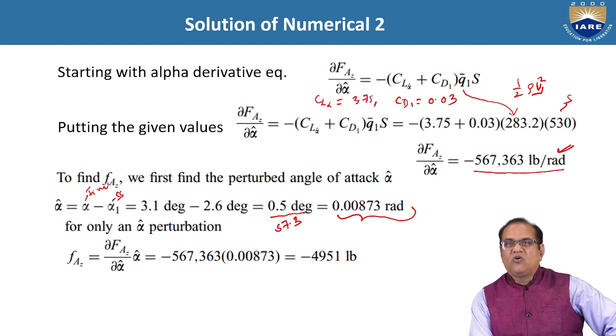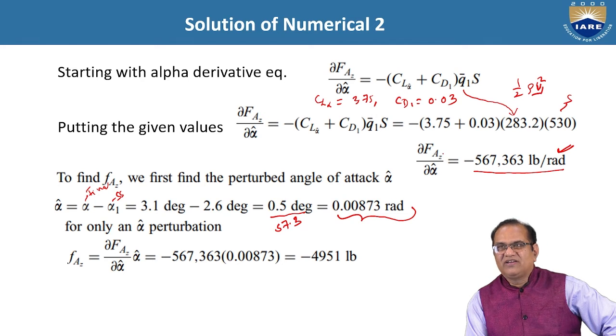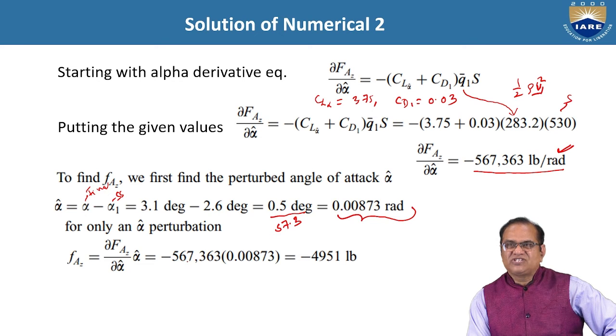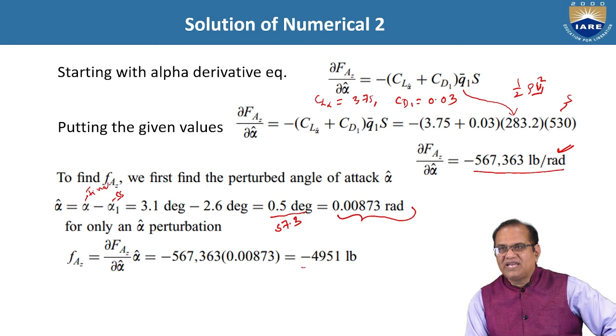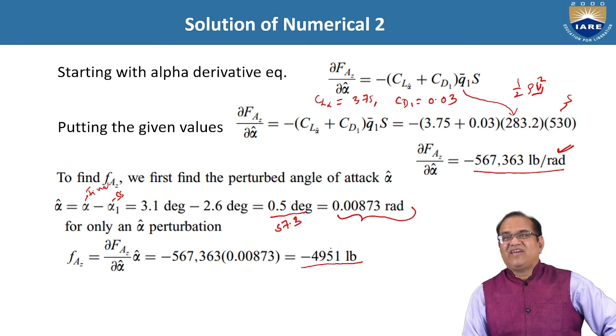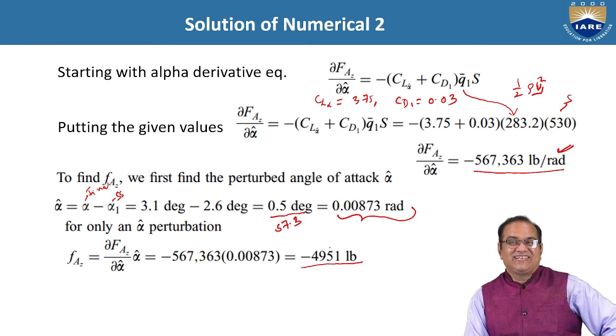So now, only for alpha perturbation, we know that FAZ is equal to dFAZ by d alpha into alpha. So this is the alpha: minus 567,387 into 0.00875. So we have got minus 4,951 pounds. This much FAZ we got. I think you are sure what the meaning of FZ minus is.